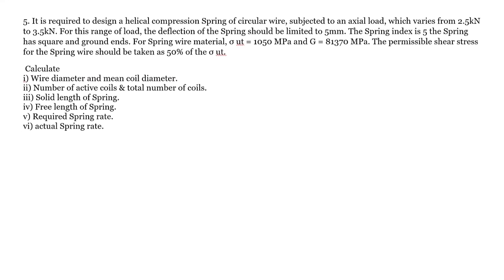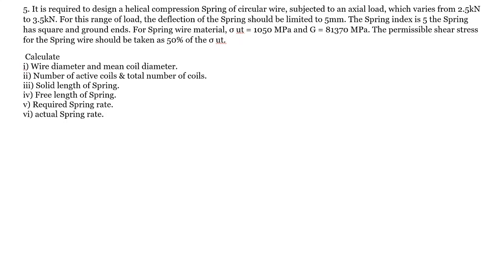5. It is required to design a helical compression spring of a circular wire, which will vary from 2.5 to 3.5 kilonewtons. For that range of load, the deflection of the spring should be 5 millimeters. So all they're saying is that for a changing force, a delta F of 1 kilonewton, the change of deflection should be 5 millimeters. So K is just 1,000 newtons over 5 millimeters, or 200 newtons per millimeter. So I already have K.